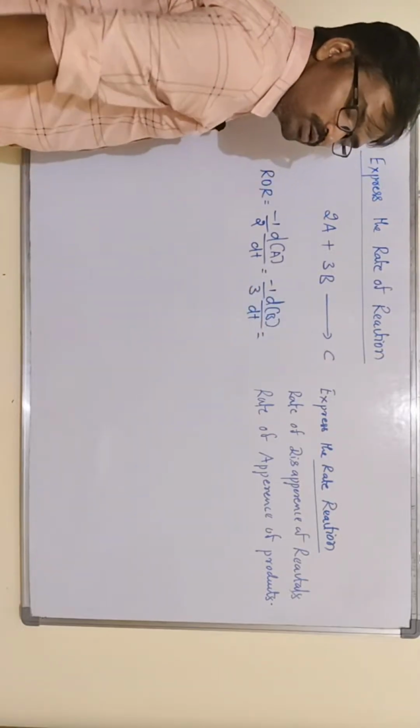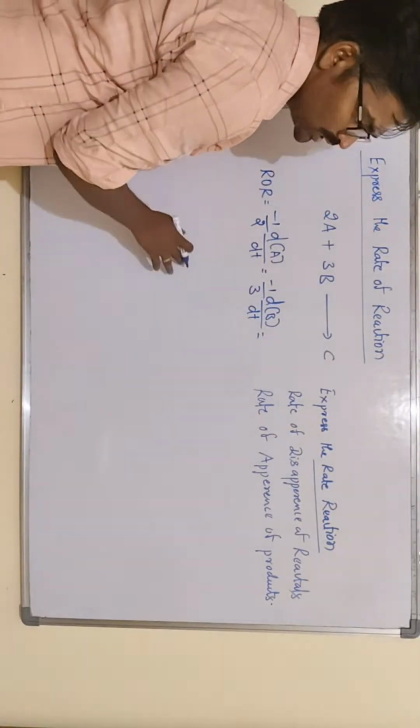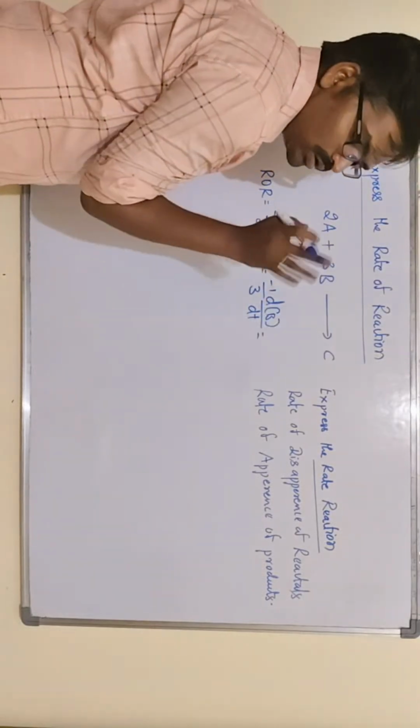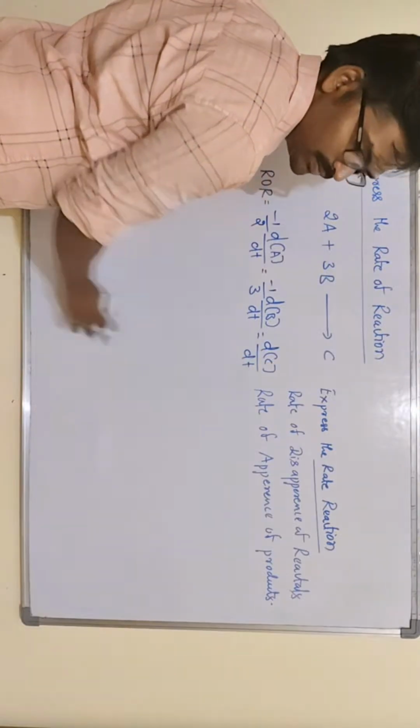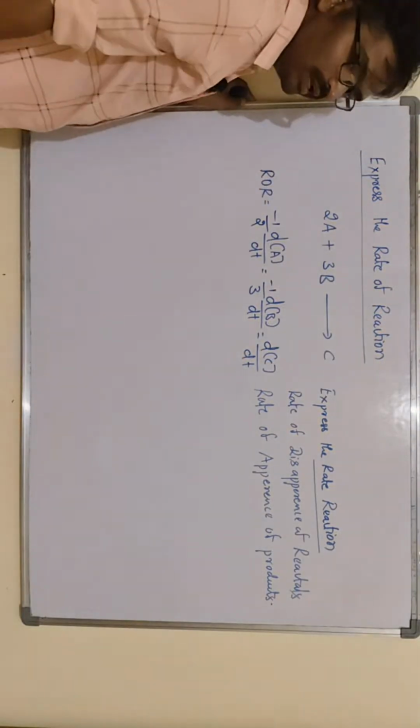In the case of C, we need not use a negative sign, it is positive. The stoichiometric coefficient is also not there. So simply we can write it as d[C] divided by dt. So these are the rate of reaction expressions.